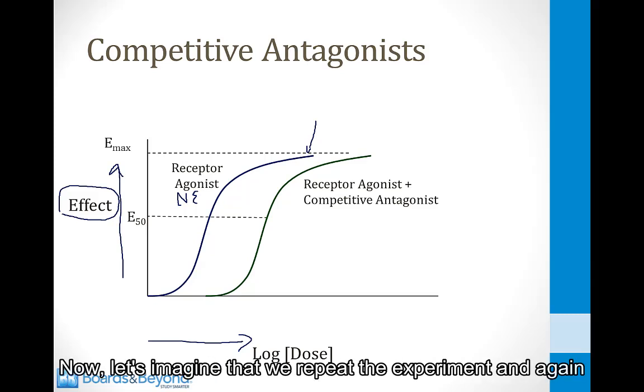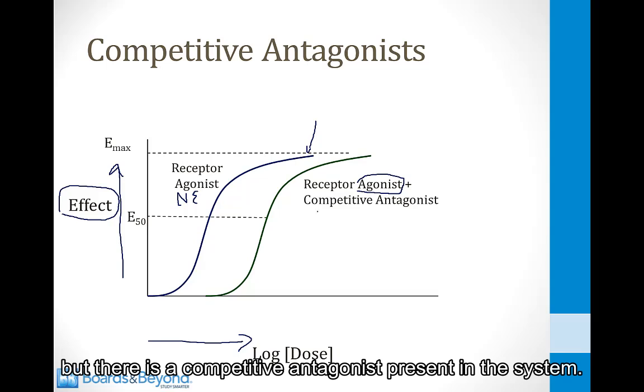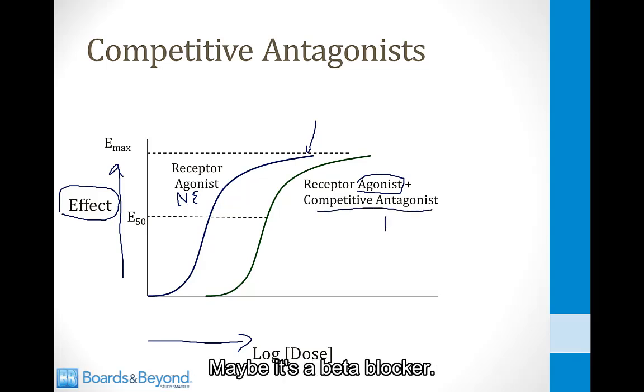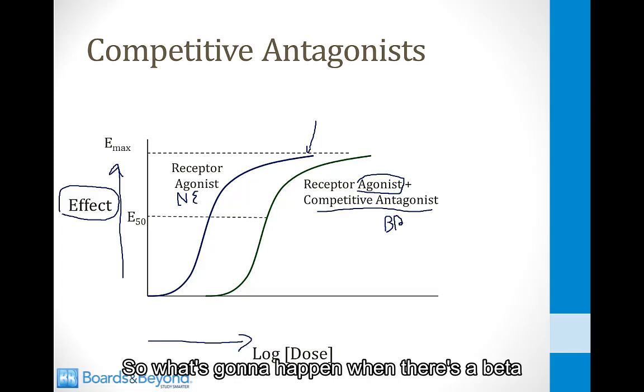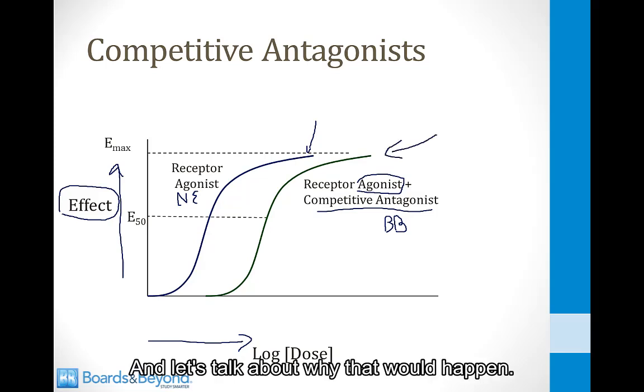Now let's imagine that we repeat the experiment, and again we administer increasing dosages of norepinephrine, but there is a competitive antagonist present in the system. Maybe it's a beta blocker. So what's going to happen when there's a beta blocker present is you are going to shift from the blue curve to the green curve, and let's talk about why that would happen.